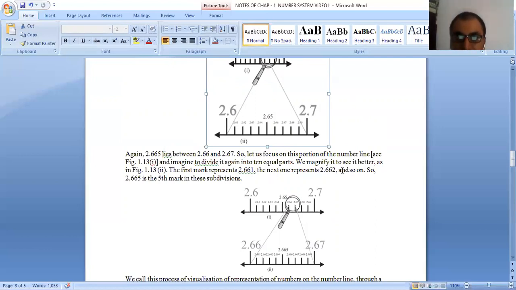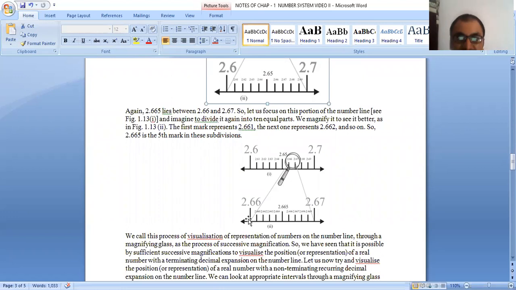We magnify it to see it better, as in figure 1.13, the second figure, as shown in the figure. The first mark represents 2.661. Then the next one represents 2.662, and so on. So 2.665 is the fifth mark in these. Okay.